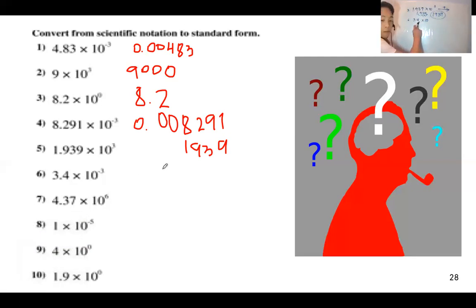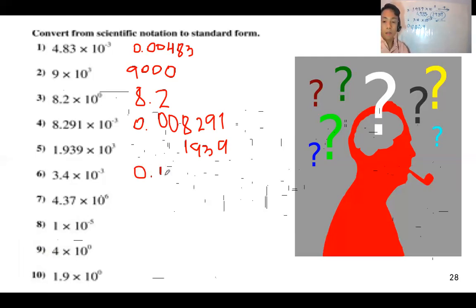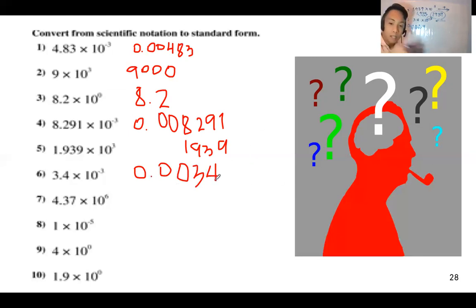Next, 3.4 times 10 raised to negative 3. Ito yung negative talaga. So negative, we will go to the left side. Okay, so 3.4, 1, 2, 3. Decimal, 0, 0, 0. Okay? So our final answer is 0.0034. Ayan.